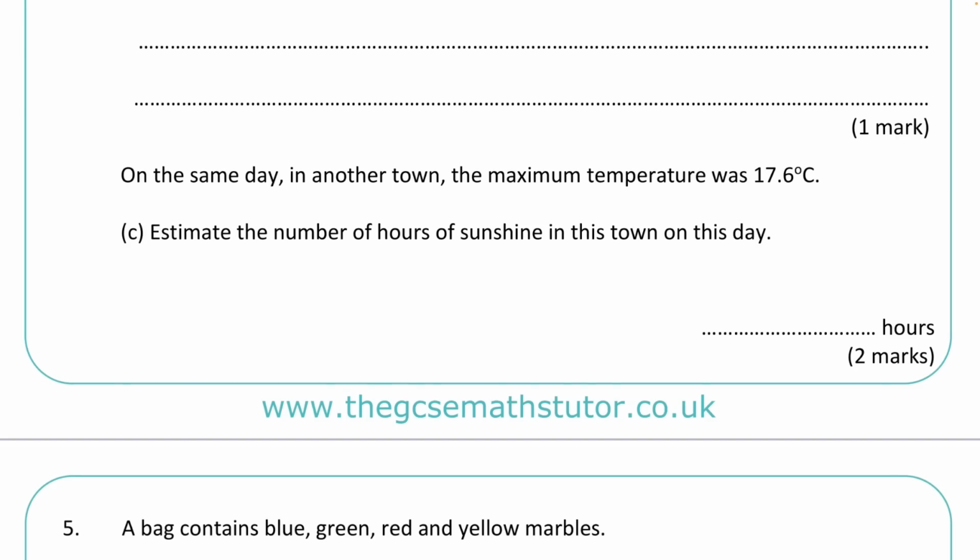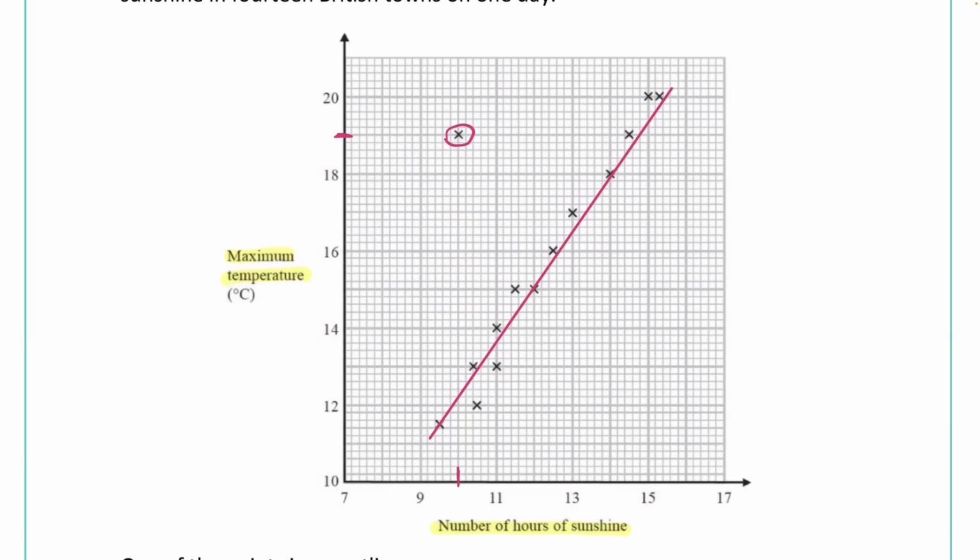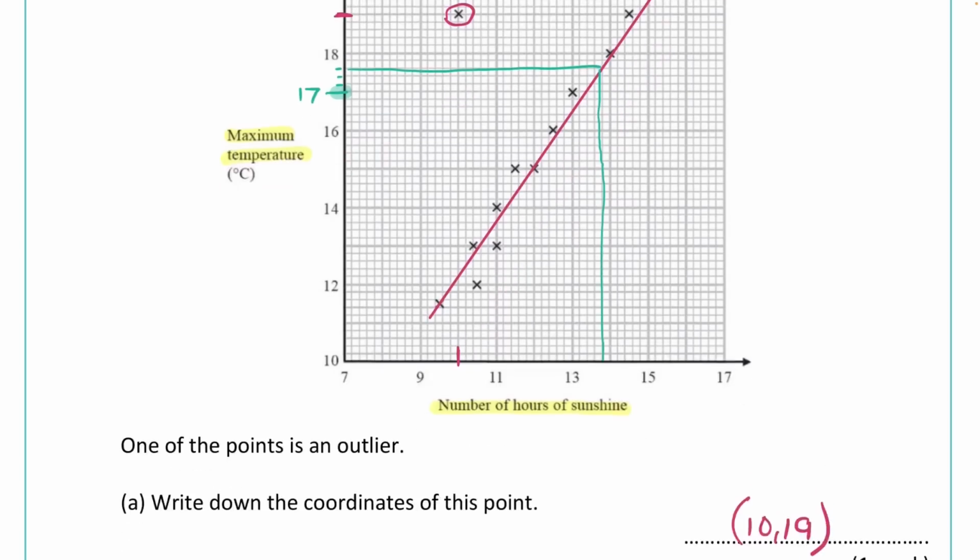It says on the same day in another town, the maximum temperature was 17.6. Estimate the number of hours of sunshine. Again, we're only estimating it because we are using a line of best fit. So let's go to our graph. Let's find where 17.6 is. That's where 17 is, just in the middle there. So if this is 17, 17.2, 17.4, 17.6, we can go across to our line of best fit. We can go down then, following that very, very carefully, of course, using a ruler, and then we can read this number.